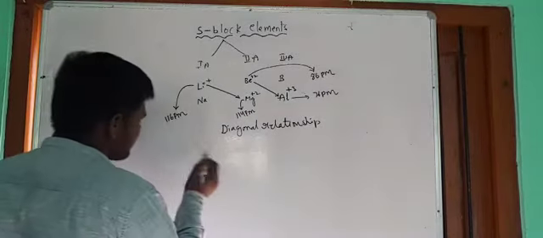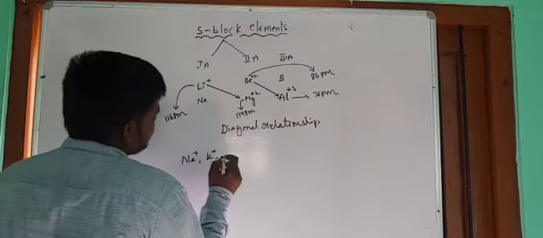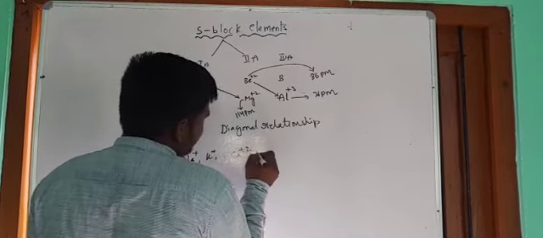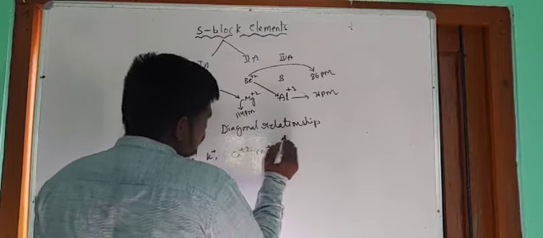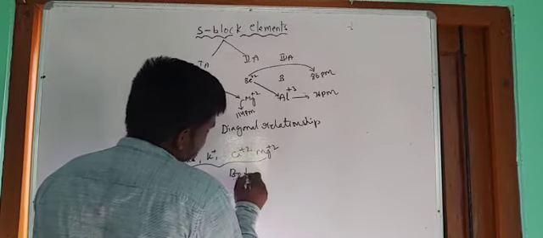And next one guys, ions like sodium Na+ and potassium K+, and next one calcium Ca2+ and Mg2+. So these ions are present in the body fluids.